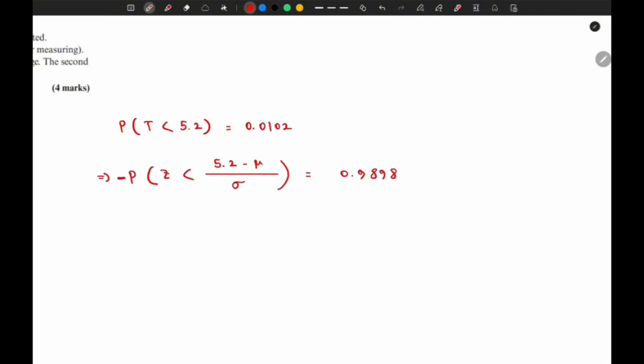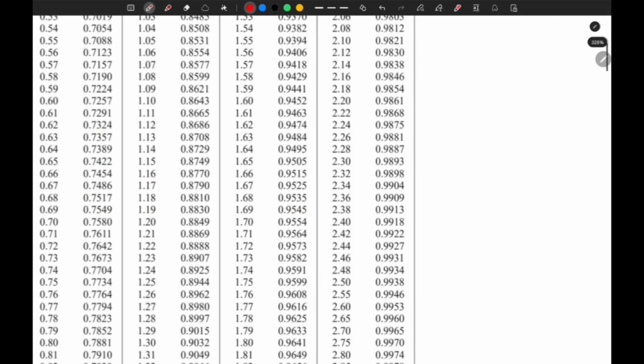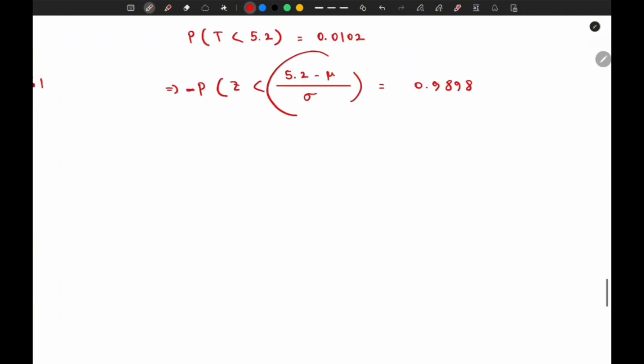Now, when the probability is 0.9898, we find the value for Z. So when the probability is 0.9898, the value of Z is 2.32. So we can say that this is equal to 2.32. Right. So (5.2 minus the mean) over the standard deviation is equal to 2.32. Now there's a negative sign at the front, so there will be a negative sign at the front of the value of Z.